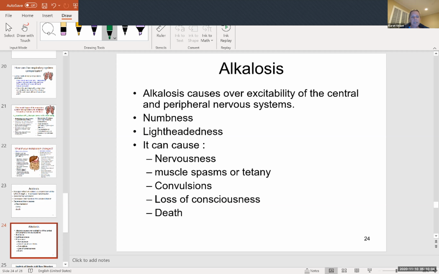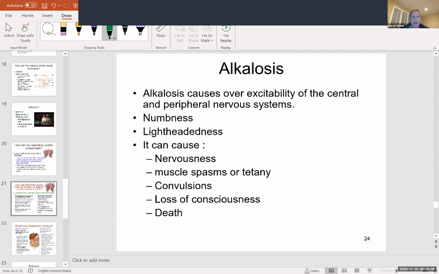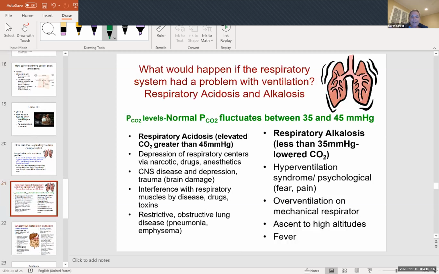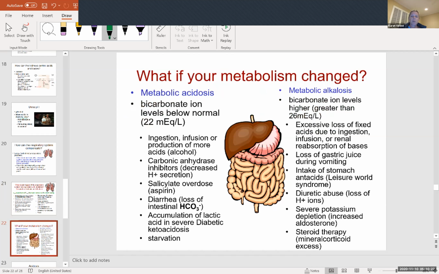All right. In our last 10 minutes, what I want you to know on slide 21 are reasons why someone can have respiratory acidosis or respiratory alkalosis. On slide 22, I am showing you reasons why a person can have metabolic acidosis or metabolic alkalosis. These last three bullets here are important, but will take me some time to explain.